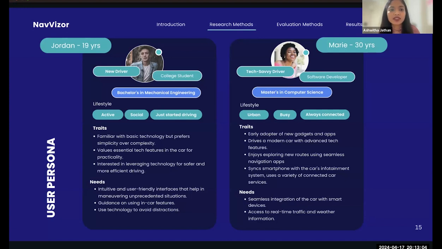Next, we have Mari, who is 30, embraces new gadgets and apps. She drives a car with advanced tech features and enjoys exploring new routes while using navigation apps. Mari syncs her smartphone with the car's infotainment system and utilizes various connected car services. Her needs include seamless integration of her car with smart devices and access to real-time traffic and weather information.